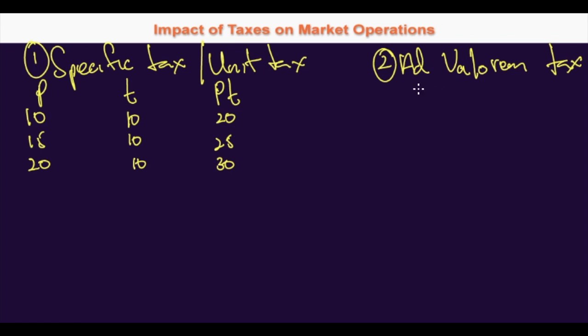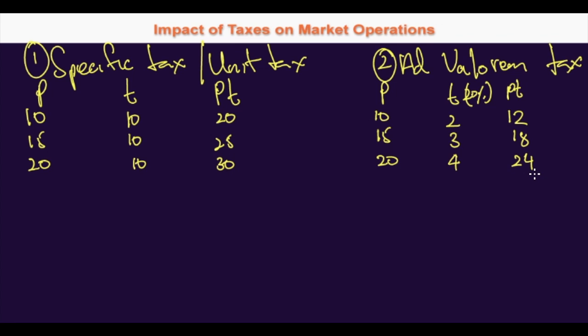However, for ad valorem tax, it's a percentage. So if we take price, tax, and price after tax, we have 10 rupees, 15 rupees, and 20 rupees. If 20% is the tax rate, for 10 rupees it will be 2 rupees tax, and the price after tax would be 12. This would be 3 rupees, so it will be 18. This would be 4 rupees, and it will be 24. So there is a big difference between the specific tax and ad valorem tax.